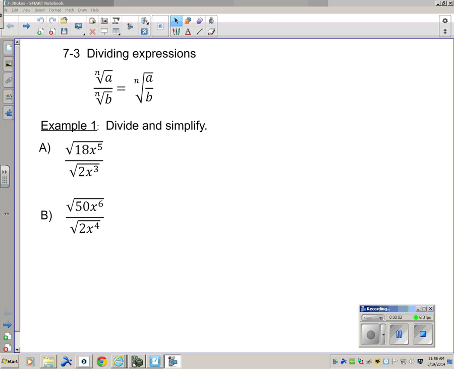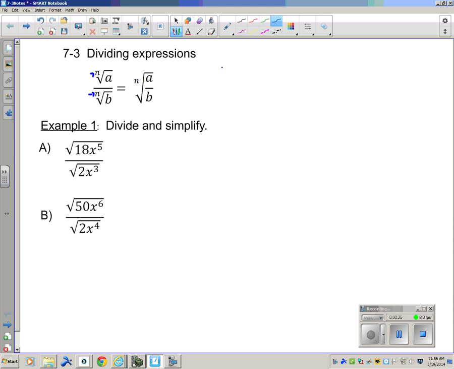All right, so today we are working on 7.3, which is on dividing radical expressions. The rule here is kind of like with multiplication. If you've got your nth root of a divided by your nth root of b, what you can do is put it together. You can do a divided by b and then take your nth root.